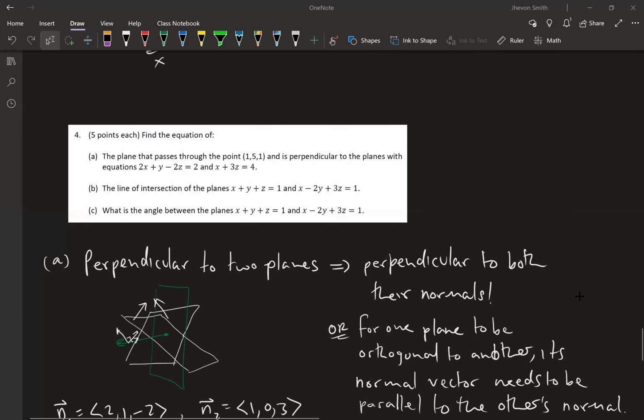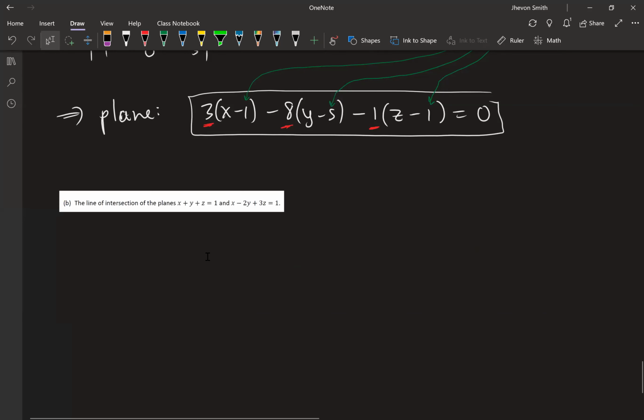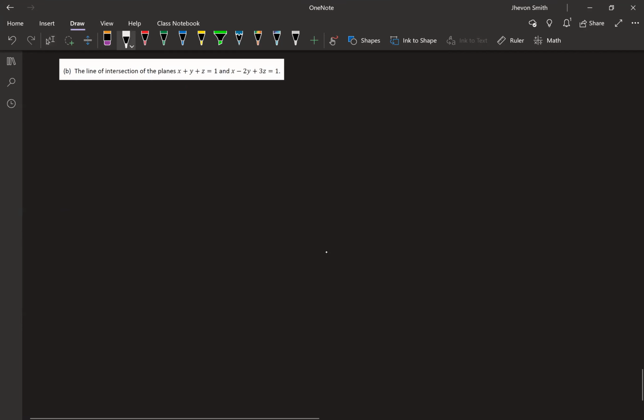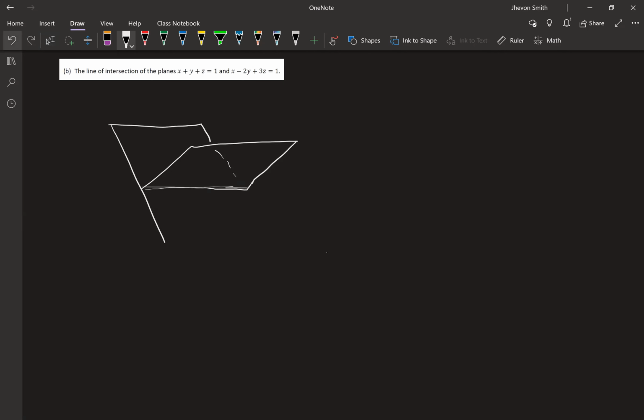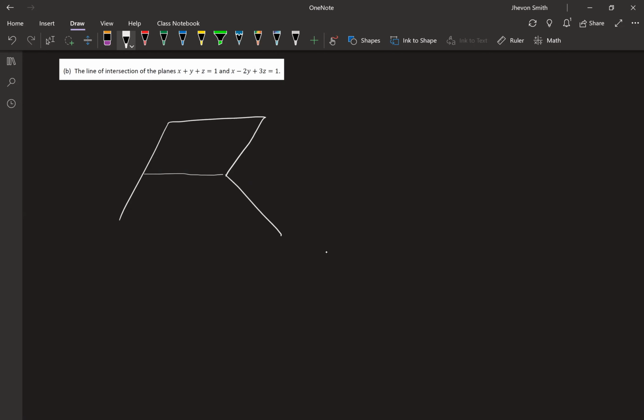Now, if I look at part B, the line of intersection of the planes, it's actually a similar concept that you can apply here in terms of the trick is a cross product. So it's like here now we have two planes. And they meet in a line, right? So here's one plane, and there's another plane slicing through this plane. Right? And we want to find the line of intersection, this line that passes through both planes.